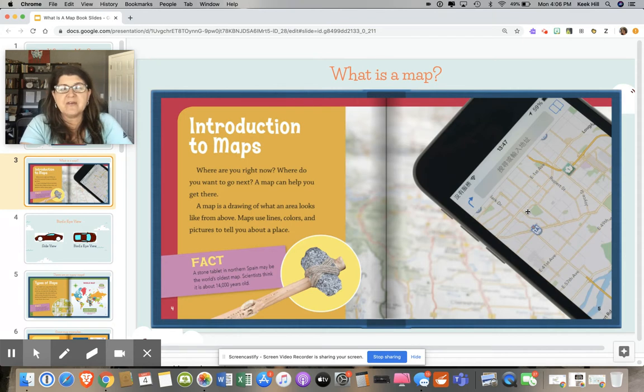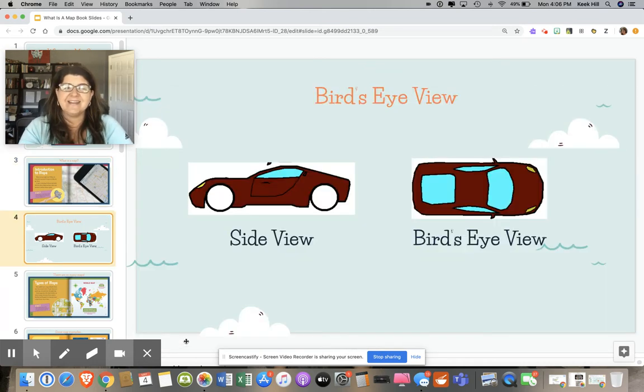How many of you have parents that use a map on their phone when they're driving? I do this all the time. I pull it up when I'm going to a place I've never been. I type in the address and I pull up the map and it tells me exactly how to get there. It's very handy, better than having a piece of paper in the car that I'm holding up.